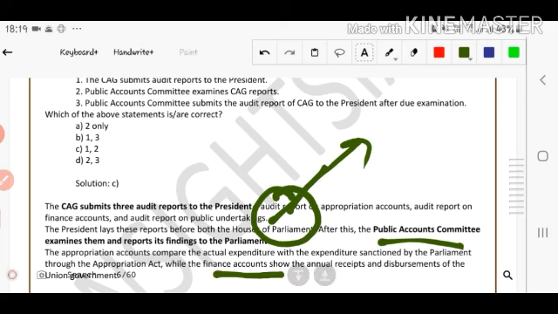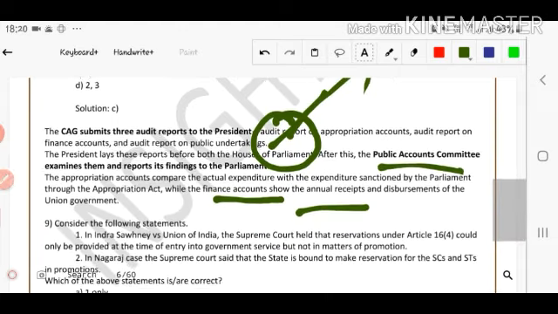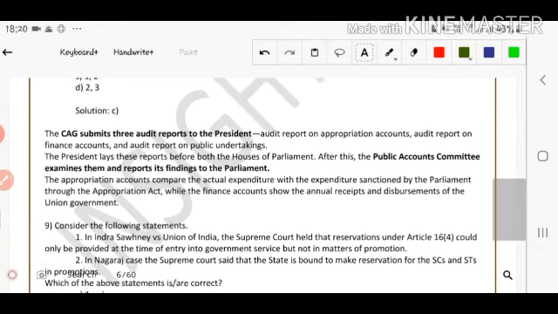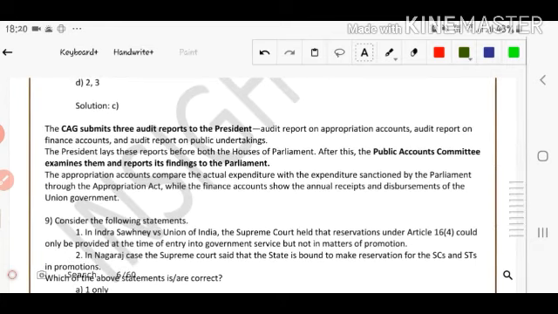While the finance account shows the actual receipts, it means the finance account is the actual annual receipt in the form of the revenue and disbursement of the union government. Okay, the third is not given here. Anyway, let us discuss the next question of today. I think that is the last question or the last but one question.